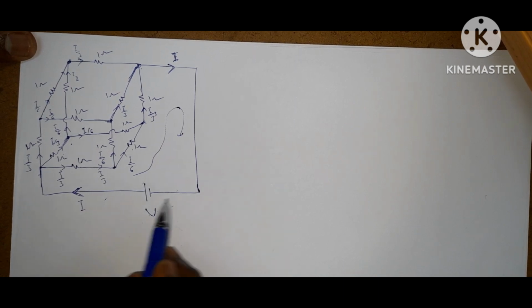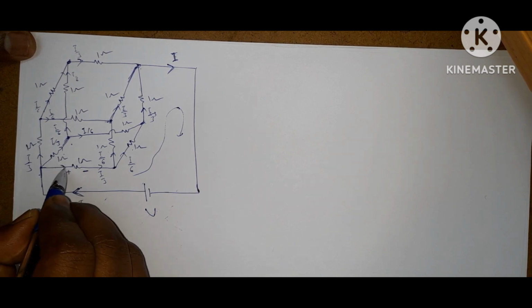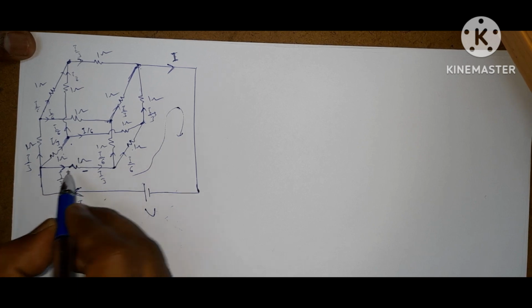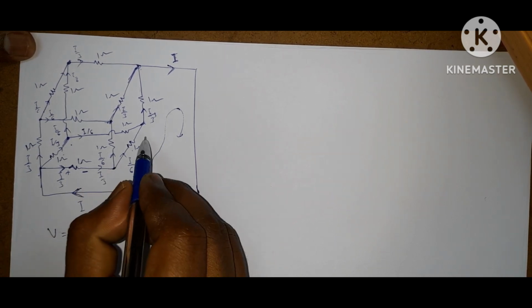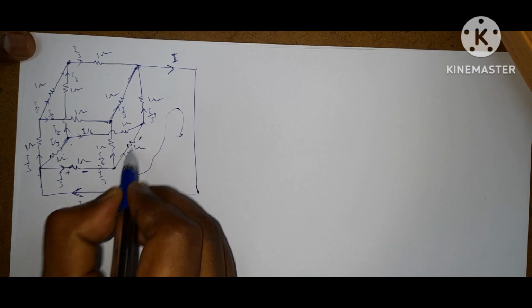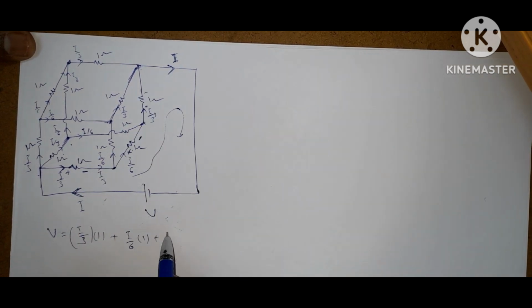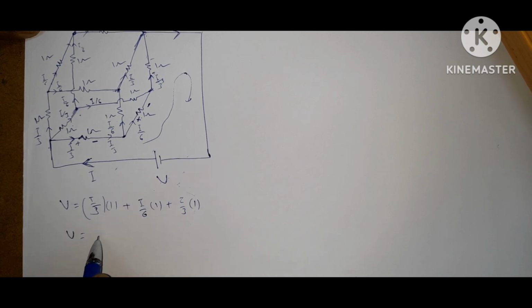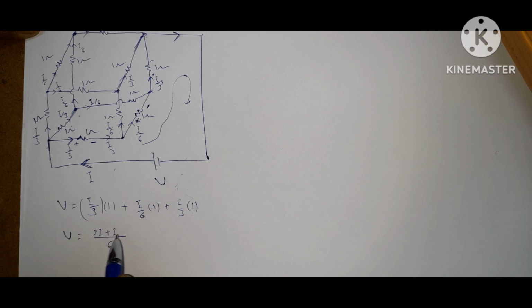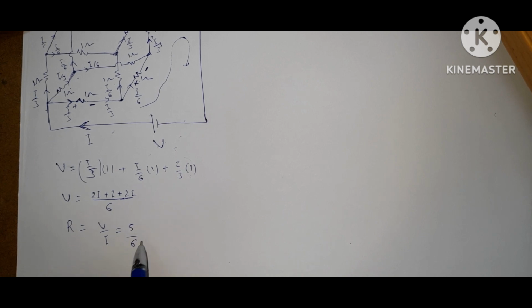Now apply KVL for this loop. So here what is the source? Source is equal to, here the voltage drops like this because current enters this terminal of the resistance. So it is positive, I by 3 into 1, plus, coming to this element, here again voltage drops like this, I by 6 into 1. Again coming to here, I by 3 into 1. So V is equal to I by 3 plus I by 6 plus I by 3, which is 5I by 6. So resistance R is equal to V by I is equal to 5 by 6 ohms.